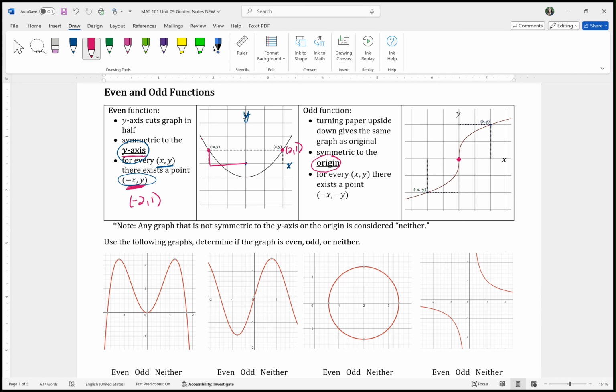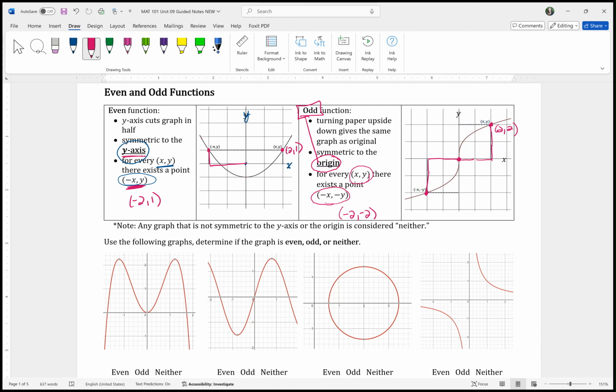And then lastly, if we wanted to look at a point, you can say for every point (x, y), there is a point (-x, -y). So basically you're changing the sign for both the x and the y value. We can check that with this one. Here's a point, the point (2, 2). We need to check to see if the point (-2, -2) is on there. So (-2, -2) is on this graph, and that tells us it's symmetric to the origin. And if it's symmetric to the origin, it is an odd function. And these two O's match up, so that's easy to remember. Origin, odd. And then y-axis is even.